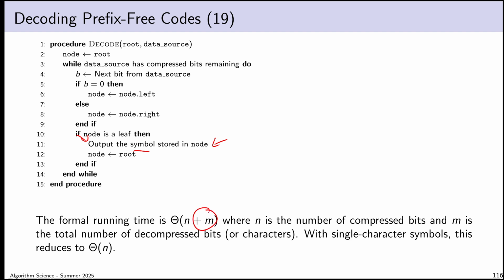So I should include the total number of decompressed symbols to try and account for how long it takes me to output them. Although if each symbol is just one character, then presumably the time it takes me to output a symbol is just constant, and therefore the plus m vanishes, and I end up with just big theta of n.